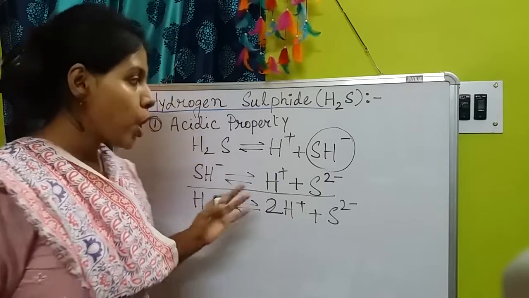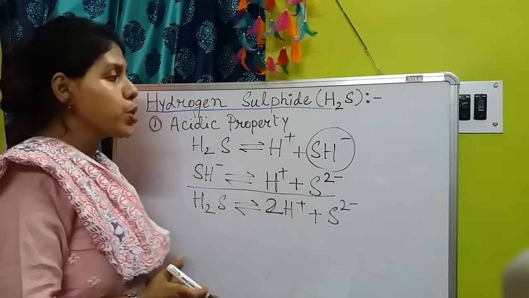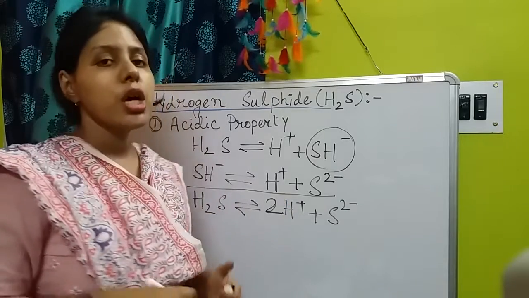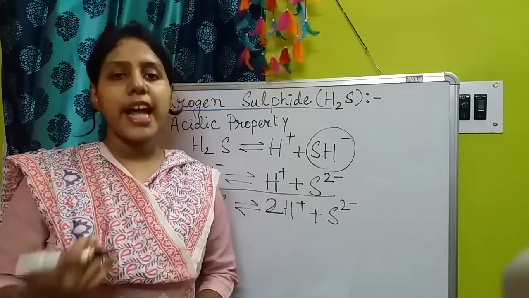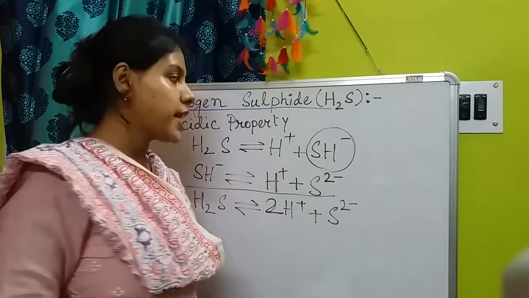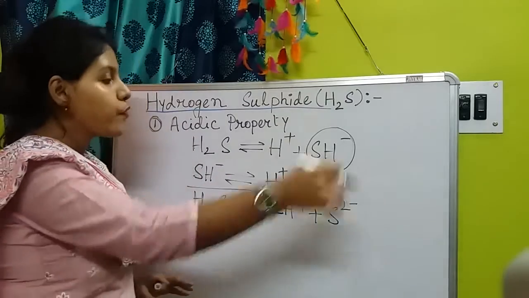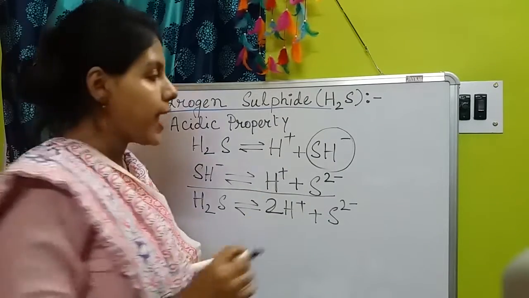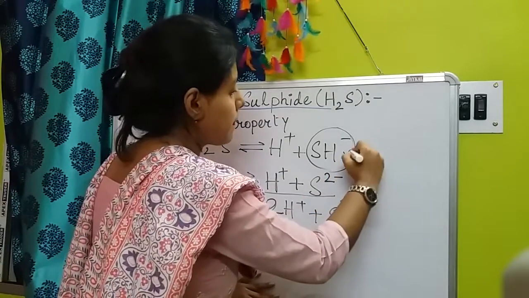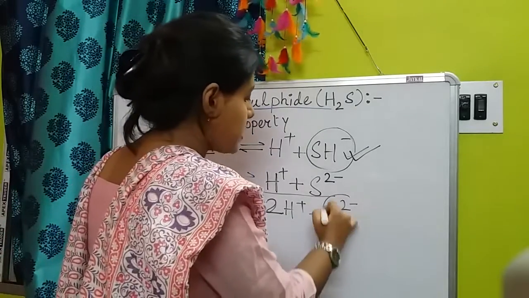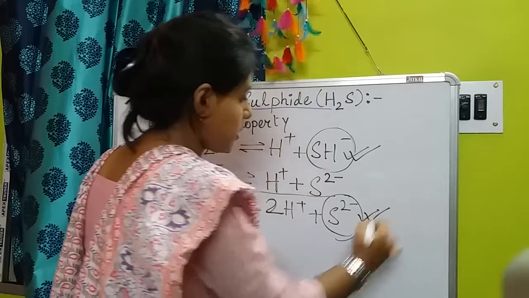Now, due to the acidic property, whenever H2S is allowed to react with a base like NaOH or KOH, it can make 2 types of salt, due to the formation of 2 types of anion. One is bisulfite and the other one is sulfite.